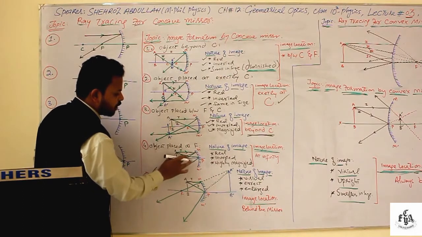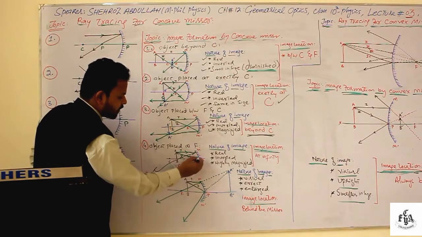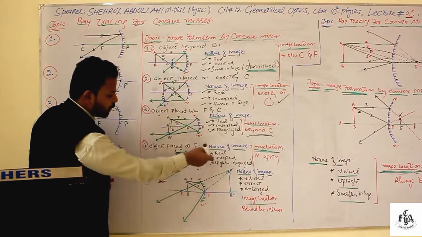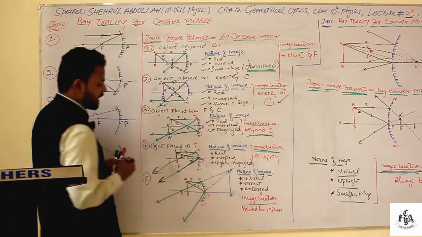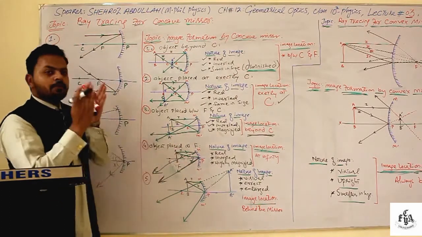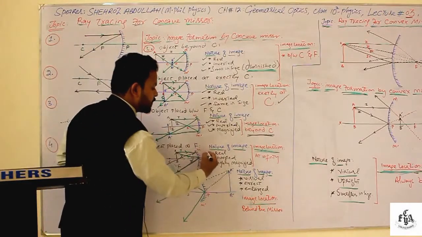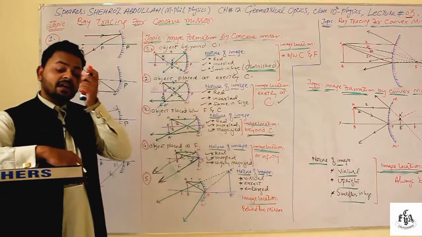And the second ray, what will happen? The second ray strikes the pole and is reflected back by making i equal to r, and both the rays will be parallel to each other. So what will be the nature of the image? The nature of the image will be real, inverted, and highly magnified.